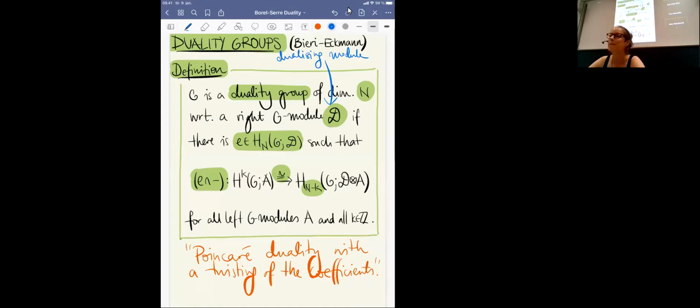Sorry, you insist that D is a right G-module and A is a left one, but I guess you also don't take the tensor product over G, right? No, so this is over the integers, and then with the diagonal action.